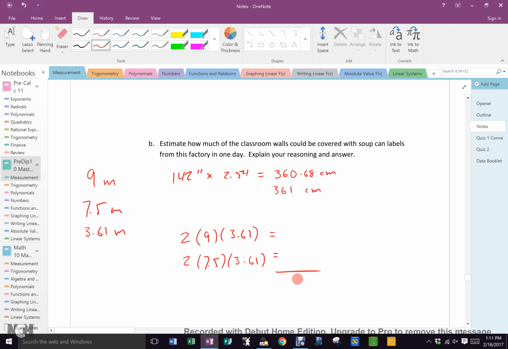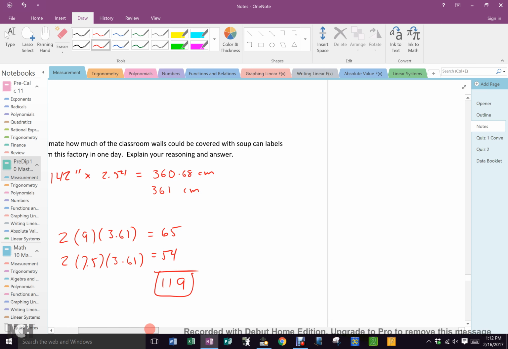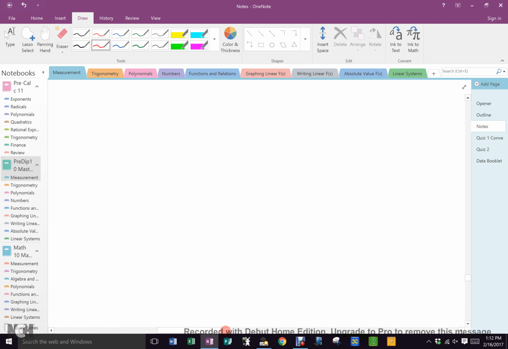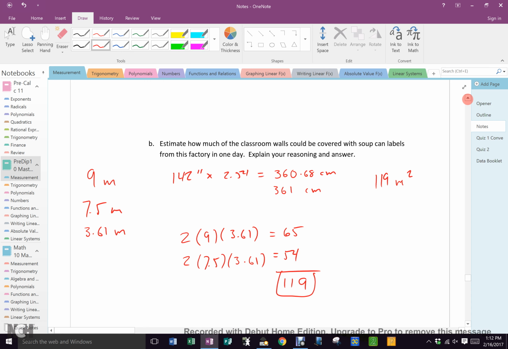I want all of them. What's the whole area? So one of them was 64.98? So let's call that 65 because it doesn't matter which. And what's the other one? 54.15. So let's call it 54, right? 119 meters squared, right? 119 meters squared. How much paper have I used? What's my paper measured in?